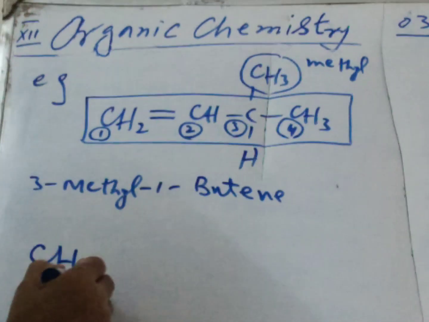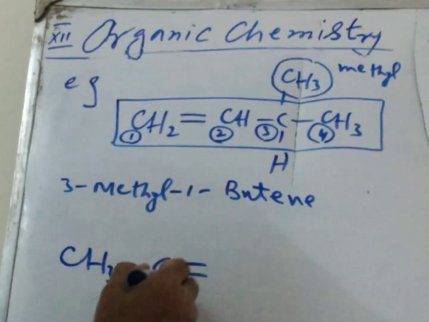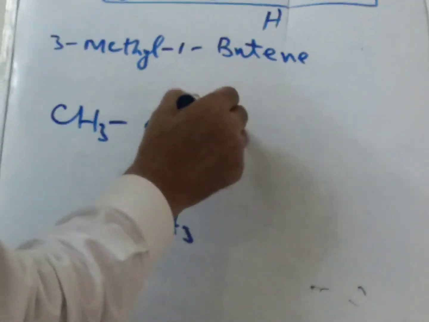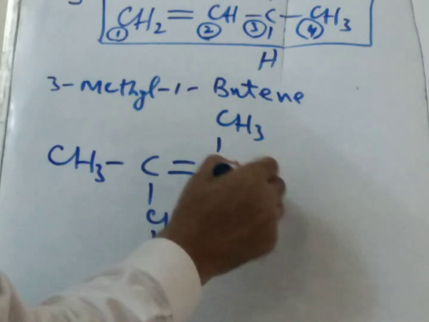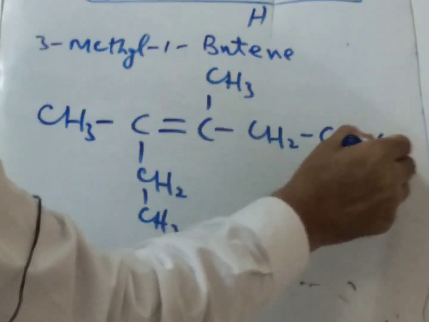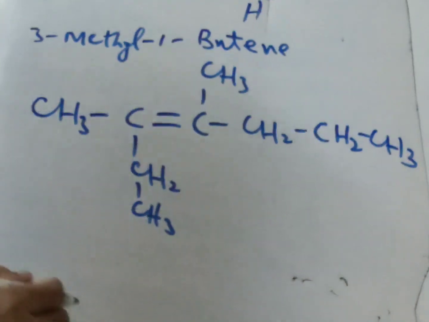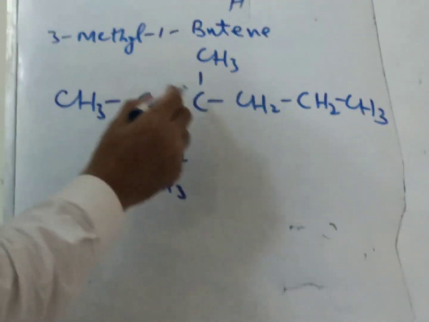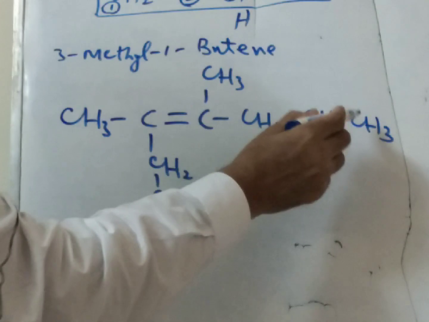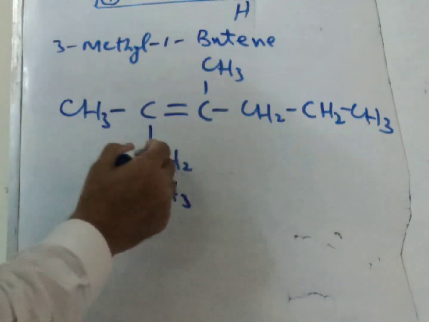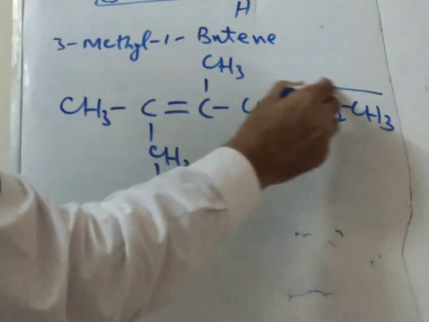Similarly, CH3, C, double bond, CH2, CH3, this is the CH3, CH2, CH2, and this is the CH3. Now in this case, what is the name of this compound? First of all, count the number of carbons. 1, 2, 3, 4, 5, 6, 7. So this is the longest chain.